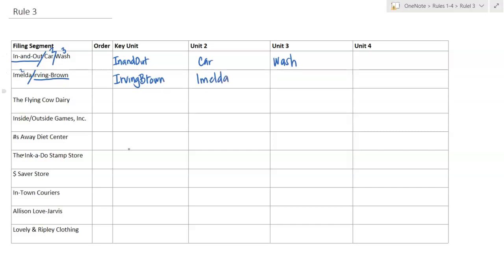Okay, here I have the Flying Cow Dairy. There's nothing new for this rule. Just remember rule 2, which states that we have to put the word the at the end. So if I separate these, flying is my key unit, cow is unit 2, dairy is unit 3, and the is unit 4.